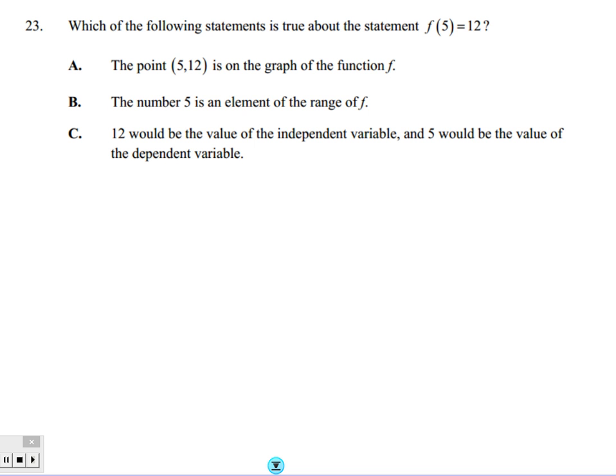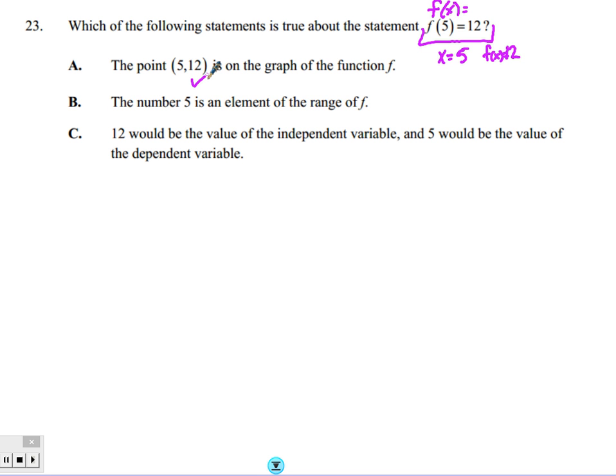All right. Number 23, which of the following statements is true about that statement? F of 5 is 12. And I encourage every time you see f of something, you put f of x. Maybe it's f of t, but put something above it so you can see, my x is 5. And if I input a 5, my output, my y, is 12. But in this case, it's f of x. So my x and my y. So the point 5, 12 is on the graph of the function. That is true. The 5 is my x, the y is my 12.